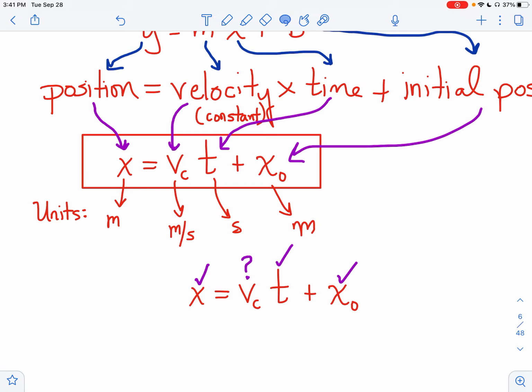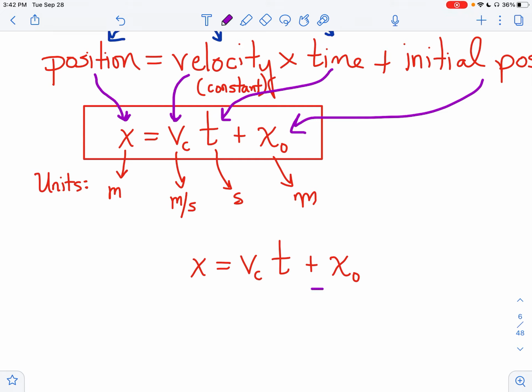And that works for any combination. Maybe we know how fast it was going, but we don't know how long it took. So we need to know where it started, where it ended up, and how fast it was going, and then it'll tell us the time. Sometimes we won't know where it started and where it ended, we'll just know how far.